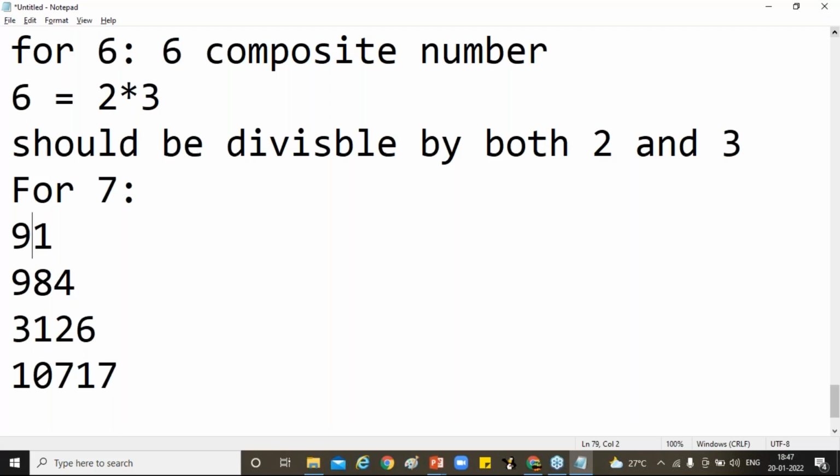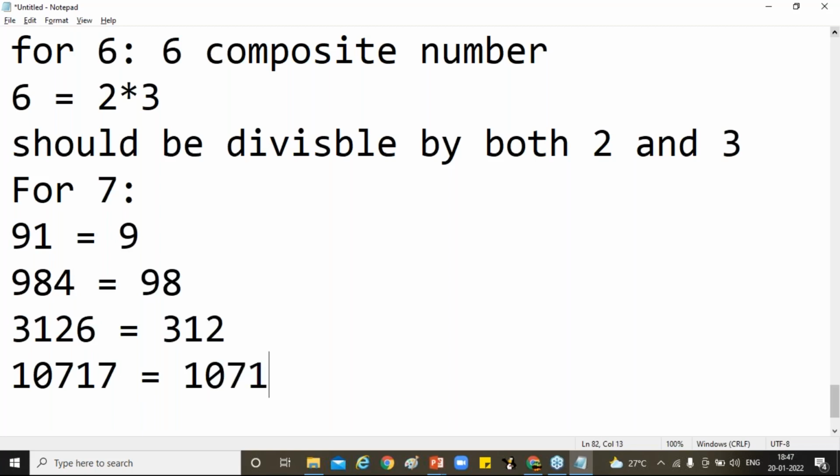So here 1 is the digit in the units place and 9 is the tens place digit. After removing 1, 9 is the number. Here 4 is the units place. After removing 4, 98 is the number. 6 is the unit digit. After removing 6, 312 is the number. After removing 7, 1071 is the number.